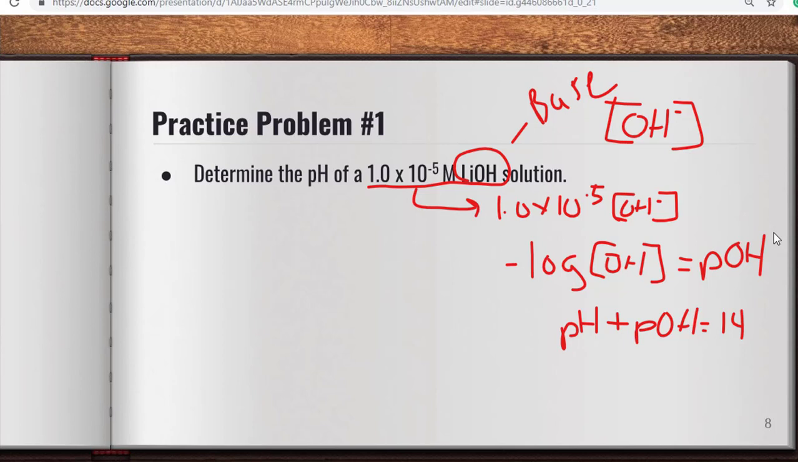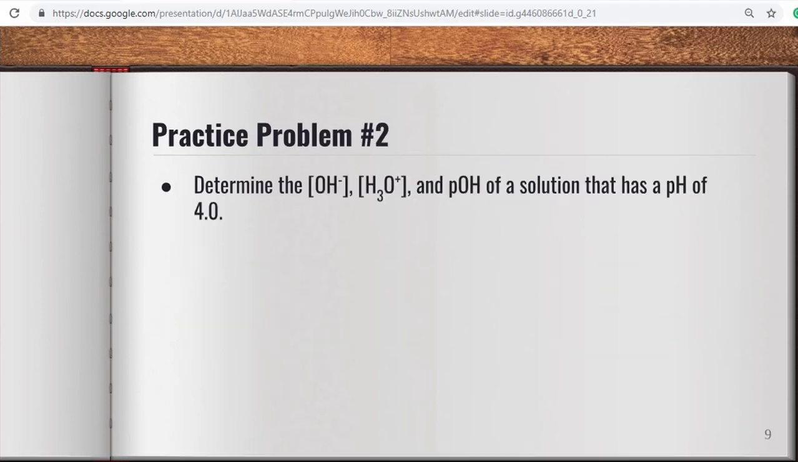If I do that, my pOH is 5. I plug in here and I get pH plus 5 equals 14. Do a little bit of math, and my pH is equal to 9, which would make this a somewhat basic solution. All right, that was pretty straightforward. Let's move on to another type of problem.